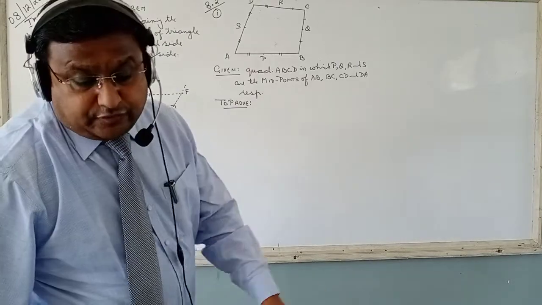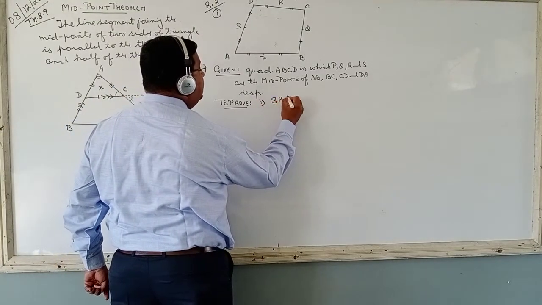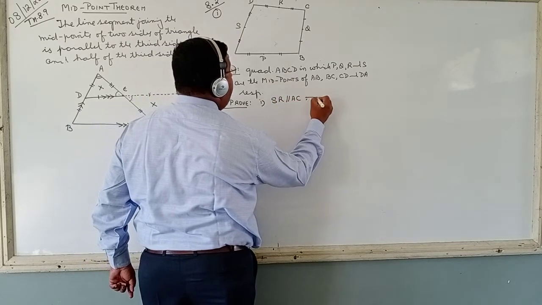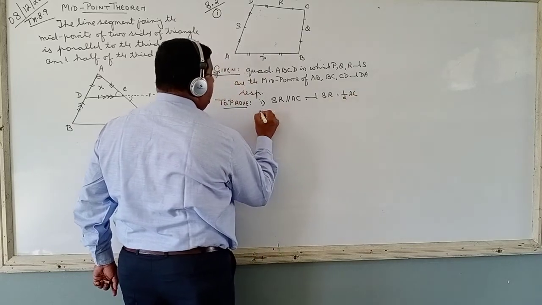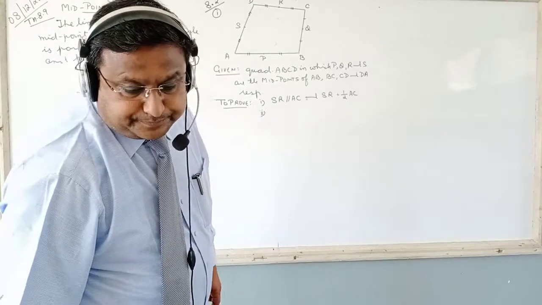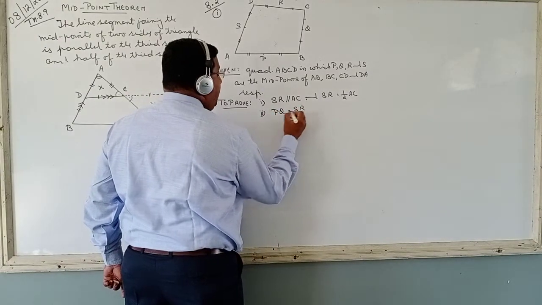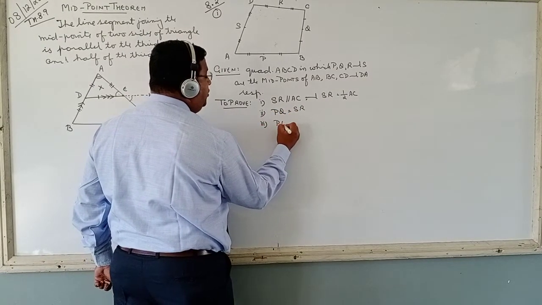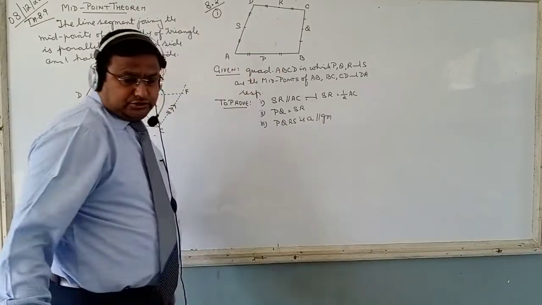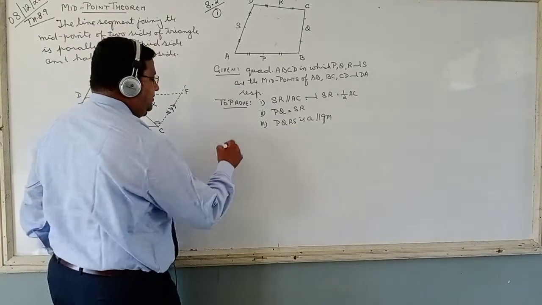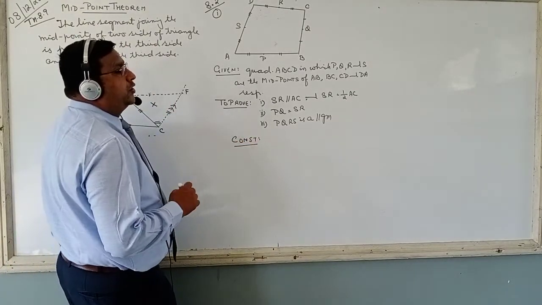What does he say? Prove that SR is parallel to AC and SR is half of AC. First, SR is parallel to AC and SR is equal to half of AC. Second, he wants us to prove that PQ is equal to SR. And third, he wants us to prove that PQRS is a parallelogram. Yes. Check. Construction, we will be doing one construction. Let us join what is needed.